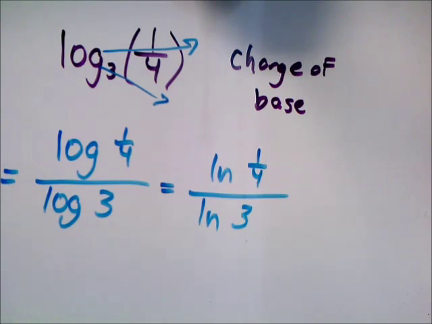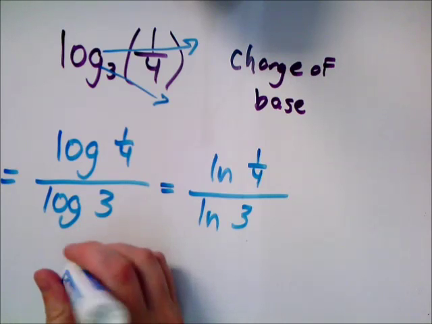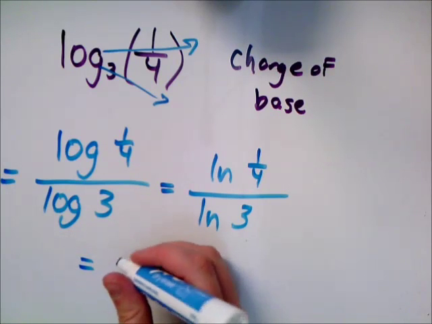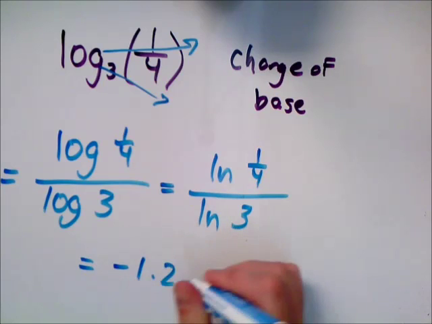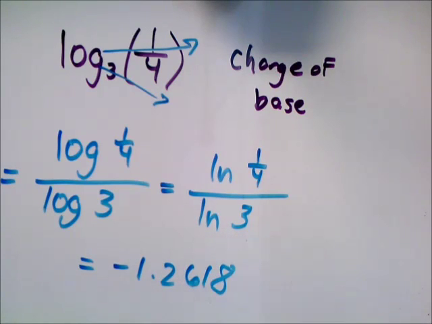And if you do this one, they want it rounded to the nearest thousandth. And so that makes it easier to type in your calculator, although you can use that button to put in any base you want to. And so for this one, you get negative 1.2618, which rounded to the nearest thousandth, this rounds up because of the 8, so negative 1.262.